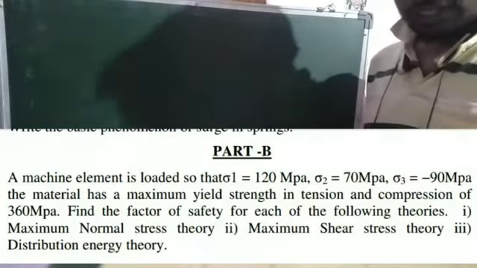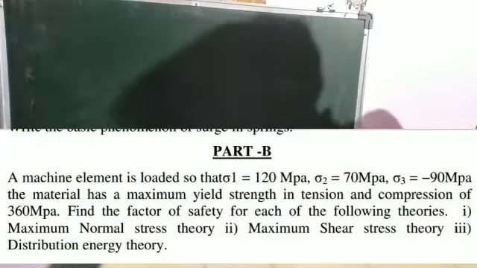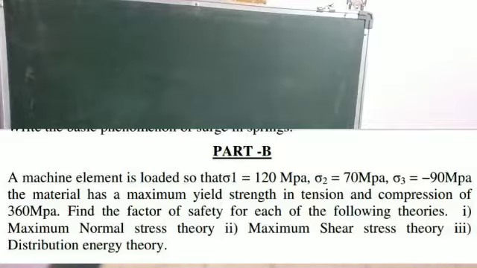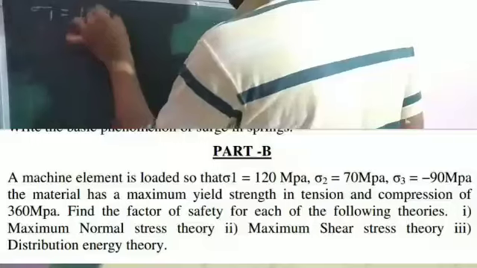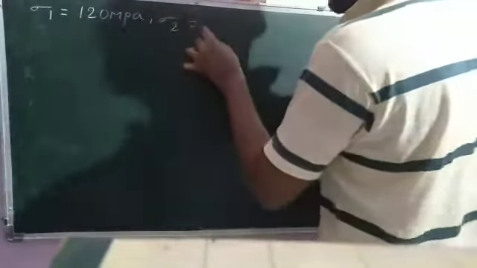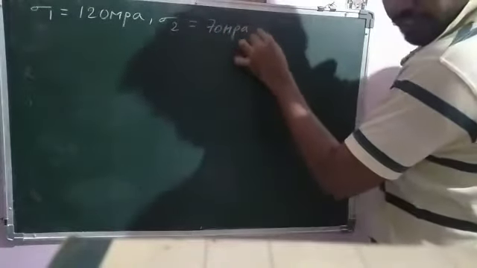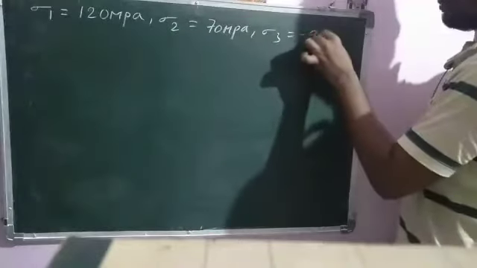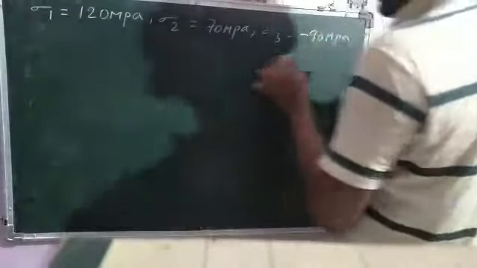First of all, let's solve this problem. Note down the given data. The principal stresses: sigma 1 is equal to 120 MPa, sigma 2 is equal to 70 MPa, and finally sigma 3 is equal to minus 90 MPa. So 2 tensile stresses and 1 compressive stress.